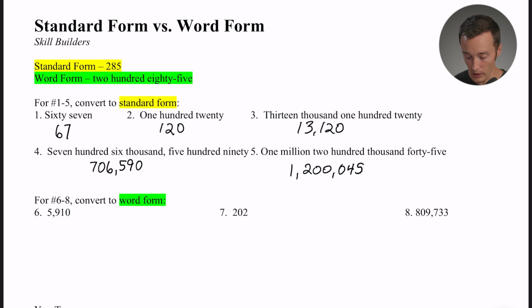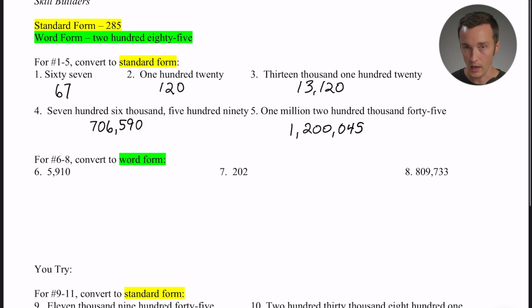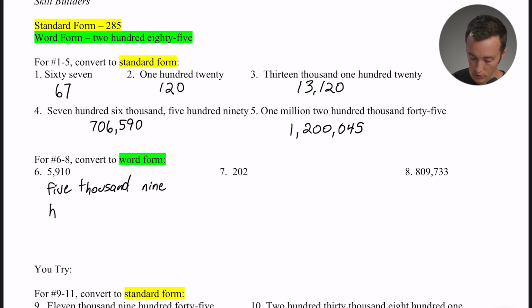But then what they want you to do is essentially the opposite. So in numbers 6, 7, and 8, they want you to convert it to word form. So we're just going to go the opposite direction with this. So 5,910, we actually need to spell that out. So five thousand nine hundred ten. Notice I didn't put and ten. It's just force of habit, and I know when you're just talking in a math class or whatever, you usually would use the word and. Technically, you're not supposed to, so.